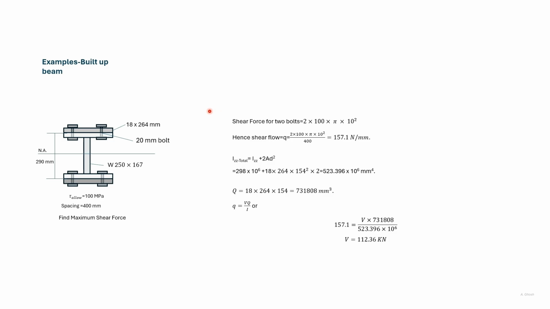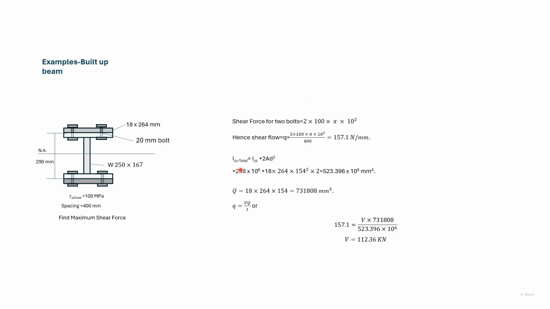Using the radius and the allowable shear stress, we find out the force in the two bolts. Dividing that force by the spacing, we get the shear flow that the bolts can withstand. With the shear flow obtained, we can use the formula VQ by I to find the shear force V.